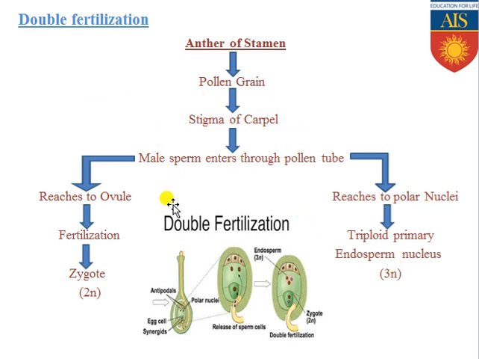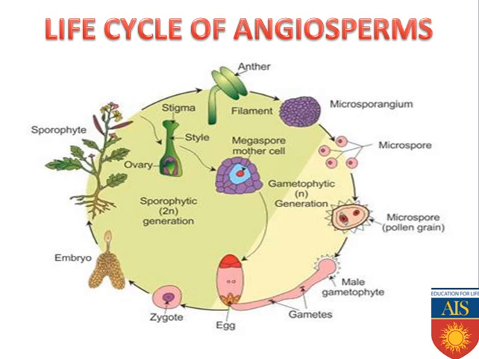The difference in the double fertilization mechanism between gymnosperms and angiosperms I have already told you when I discussed gymnosperms, because in gymnosperms there is no anther and no stigma; there is a male cone and a female cone, and the remaining entire procedure I have just discussed is the same. Now I am moving on to the discussion about the life cycle of angiosperms.